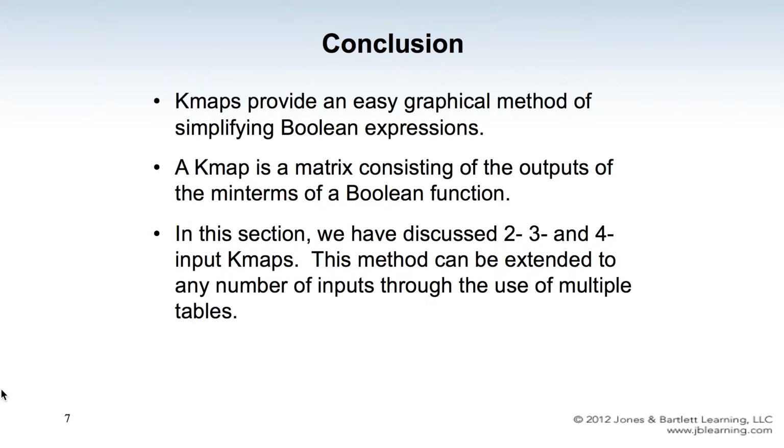So here's some conclusion for this lecture. Basically, in this lecture, we use the K-map for simplification of the Boolean function, and using K-map provides an easy graphical method of simplifying a Boolean expression. And K-map is basically just a matrix consisting of the output of the min term of a Boolean function, and we have introduced different rules and different ways to simplify 2, 3, excuse me, 4 input K-map, and this can be extended to any number of inputs through the use of multiple tables.